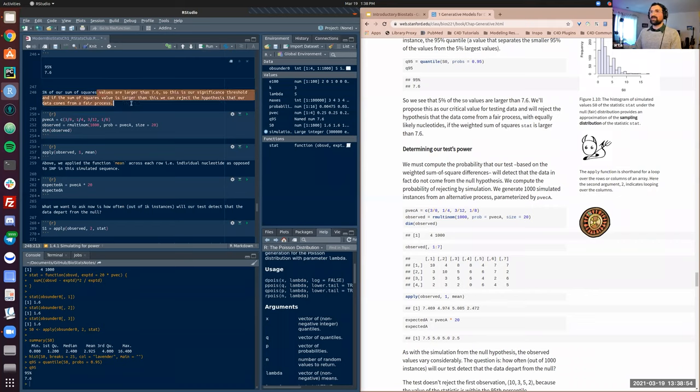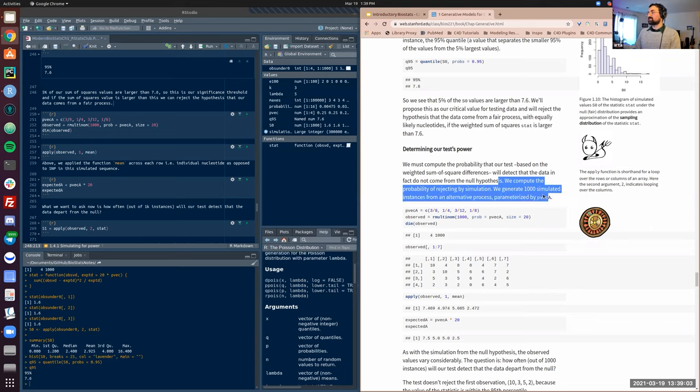So now we're gonna simulate something else. We generate 1,000 simulated instances from an alternative process parameterized by PVEC A. So this is a different distribution. This is not the null distribution of probabilities. And so this is what we observe in nature and not what we would expect.